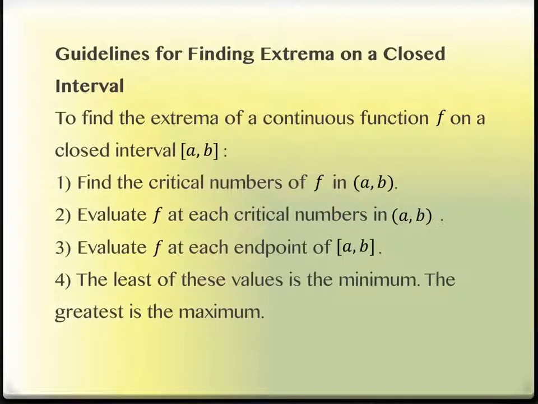After we find those critical numbers, we evaluate the function at each of them. Plug those x values back into the original function. We also test the endpoints. We're working on closed intervals at this point. We're talking about the endpoints because those are also potential candidates for having absolute extreme values. And then the smallest of these values is the absolute minimum, and the biggest of these values is the absolute maximum.